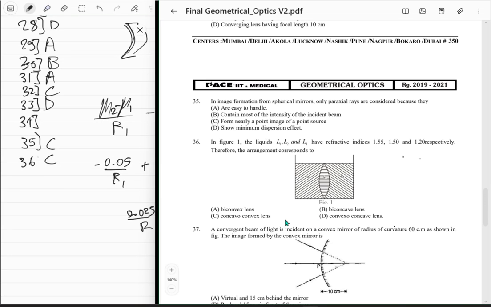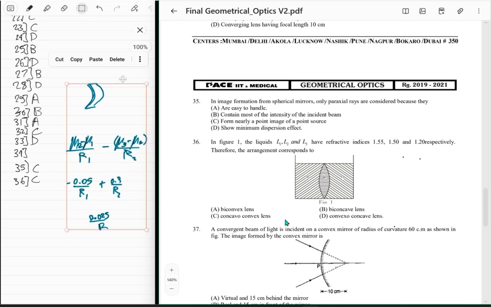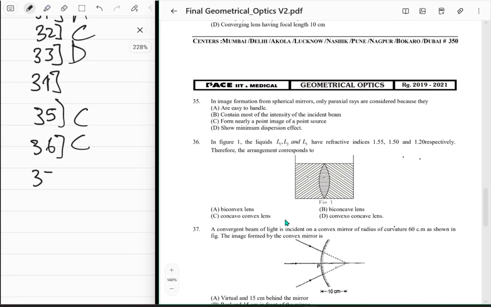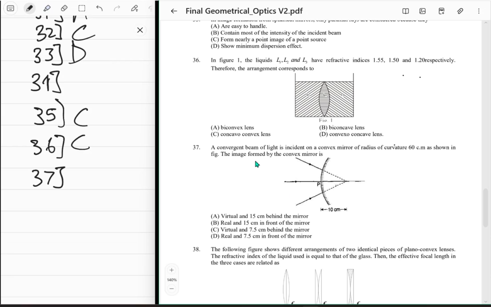37. A convergent beam of light is incident on a convex mirror of radius of curvature 60 centimeter as shown in the figure. The image formed by the convex mirror is... Oh, so these are just going to this point. What is this point? Okay, it's 10 centimeter. So it's a virtual object of 10 centimeter. Its radius of curvature is 60 centimeters, so its focal length is 30, and it's positive as well, right?